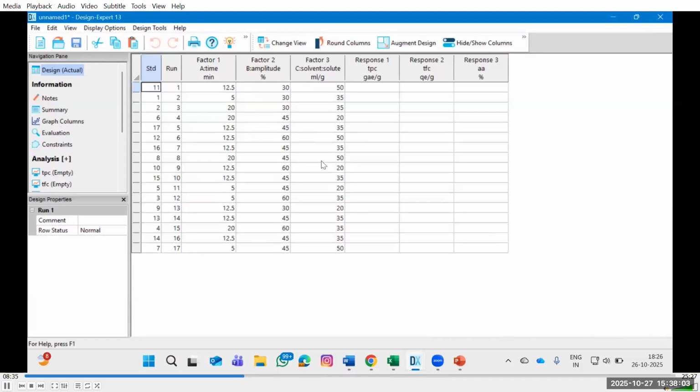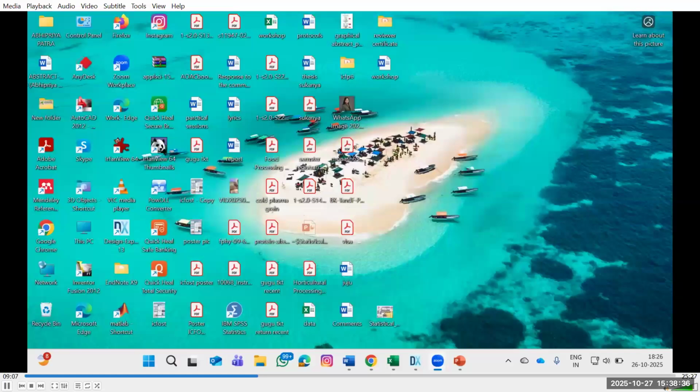After that, in each combination, we'll get the values of phenolic content, flavonoid content, and antioxidant activity. These are called the experimental values. These values will be put at the respective runs or respective combinations of factors. Here we'll put the experimental value. I have already done the experiment, so there is no need to put them again. I'll just show you the graph.